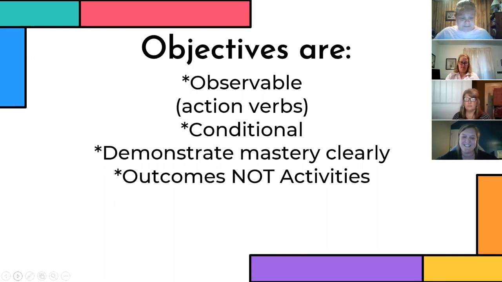Ms. Jordan. All right, it's time to define these objectives and what they actually mean. Okay, so we know that objectives are observable and they must contain action verbs. They're also conditional, which means the conditions of the objective must be stated explicitly. You also need to make sure as you're writing that your objective demonstrates the mastery clearly, such as 80% of the word list or 70% of math problems solved correctly.